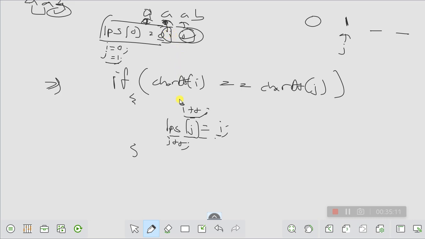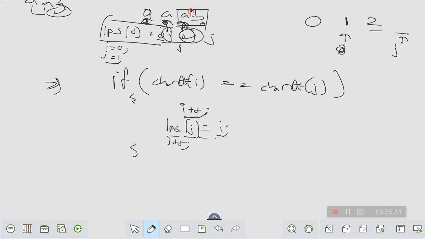So what I'm going to do is again I'm going to do I plus plus. So I will have 2, and I'm going to store it at LPS 2 because j is 2, and then I'm going to increase my j. So now my j will come to this position, and I have I at this position. At this point I find out that a and b are not matching.